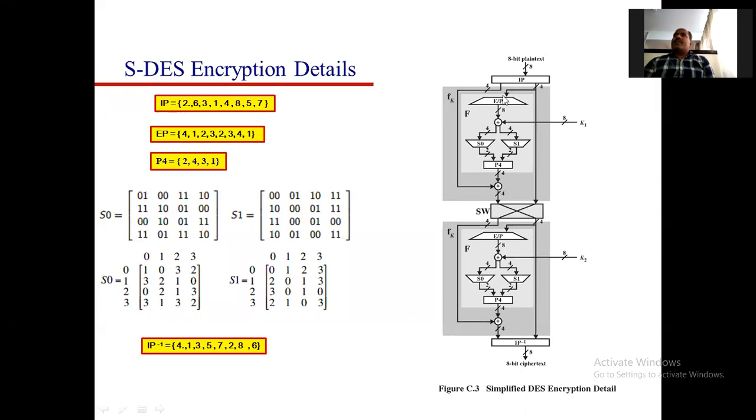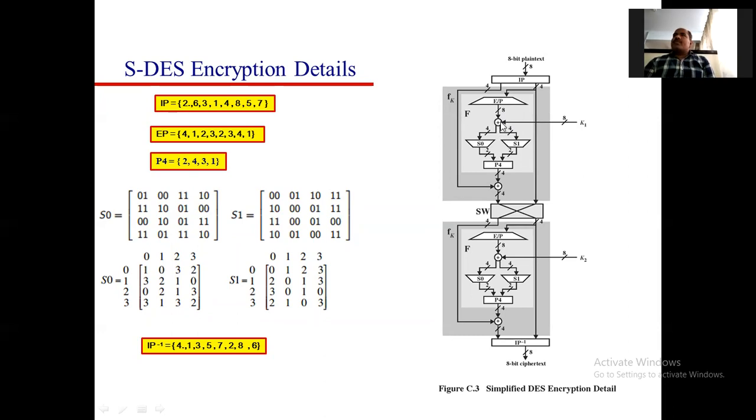So what do we mean by the expansion here? The expansion is nothing but, whatever 4 bits are there, we are going to increase the size of these 4 bits. Instead of 4 bits we are going to have 8 bits here. So the output of the expansion and permutation function is 8 bits. These 8 bits and the key K1, which is also 8 bits, go through the XOR operation here.